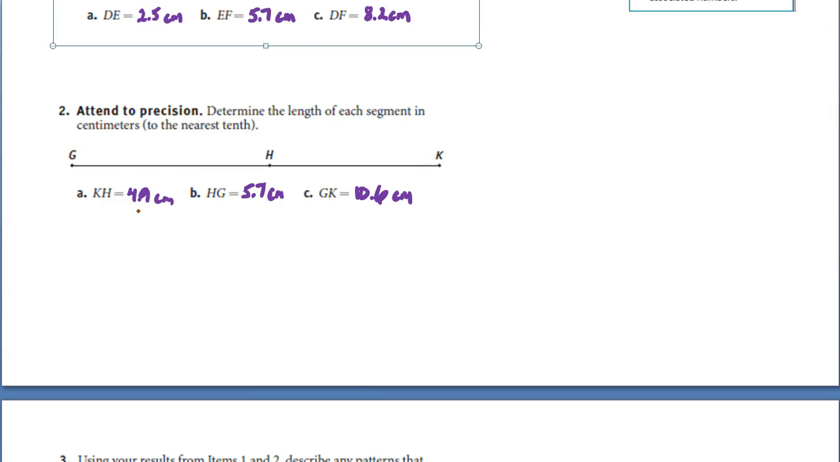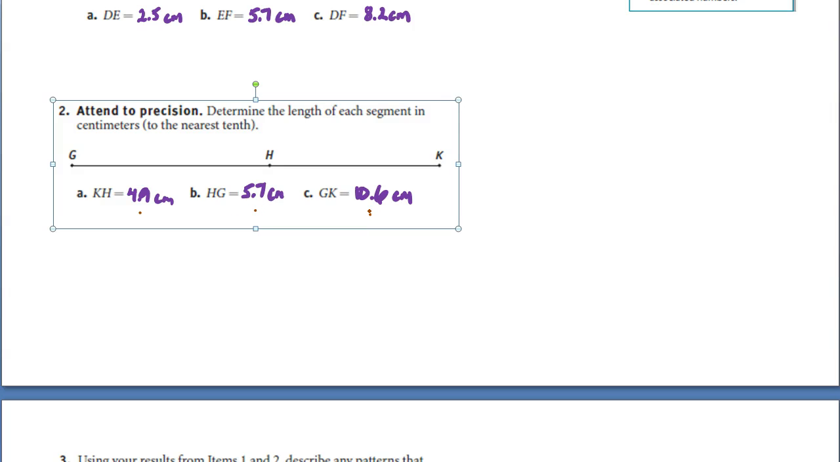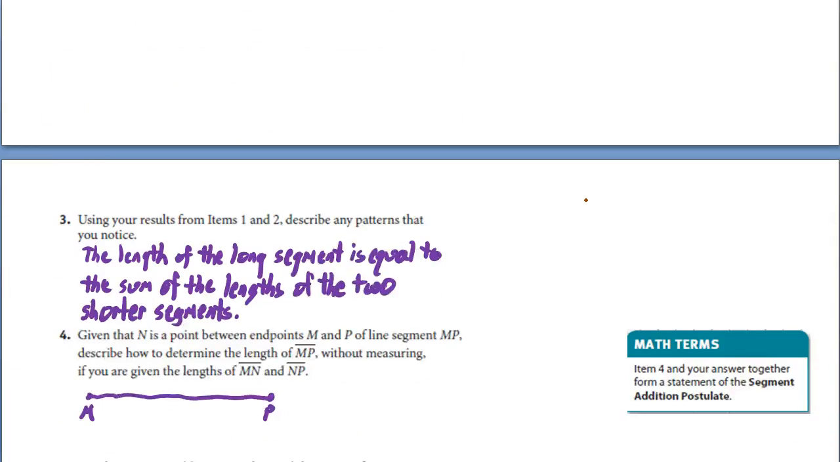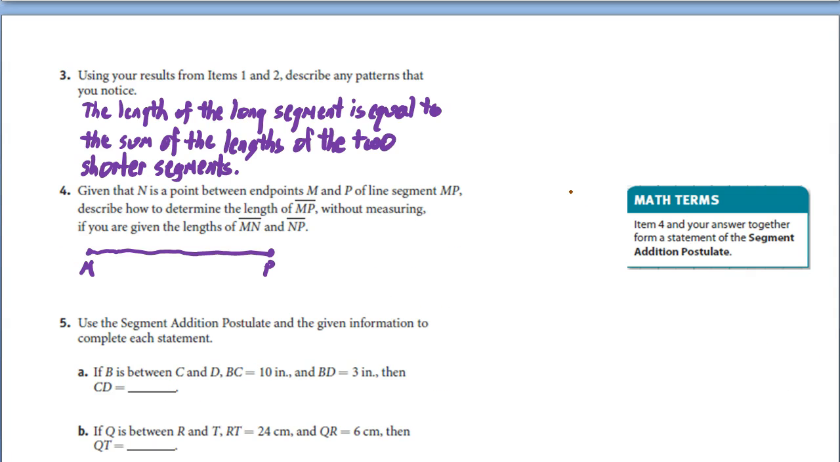Please notice the connection of the numbers 4.9, 5.7, and 10.6. Do you see it? If you add together the two smaller sections, that equals the length of the entire thing. I hope that intuitively sounds correct to you. And so here in purple, I've written that out. The length of the long segment is equal to the sum of the lengths of the two shorter segments.